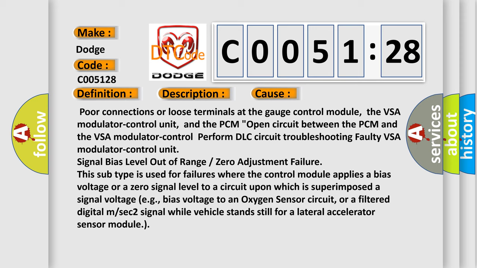This subtype is used for failures where the control module applies a bias voltage or a zero signal level to a circuit upon which is superimposed a signal voltage, e.g., bias voltage to an oxygen sensor circuit, or a filtered digital PWM or SENT signal while the vehicle stands still for a lateral accelerometer sensor module.